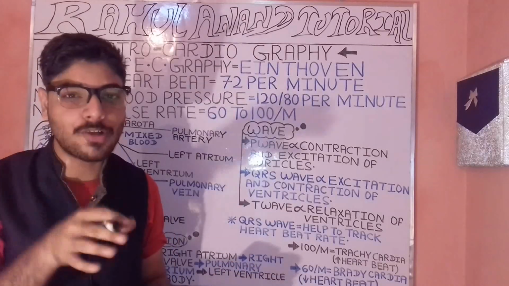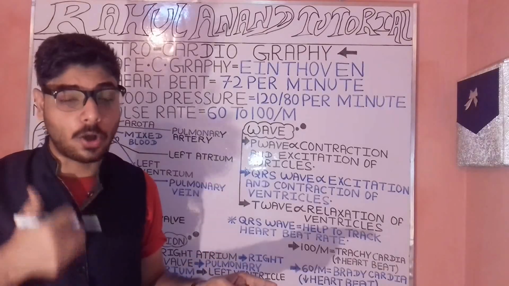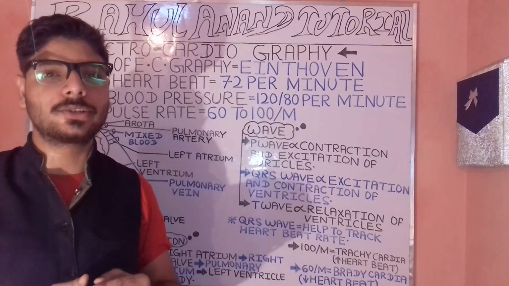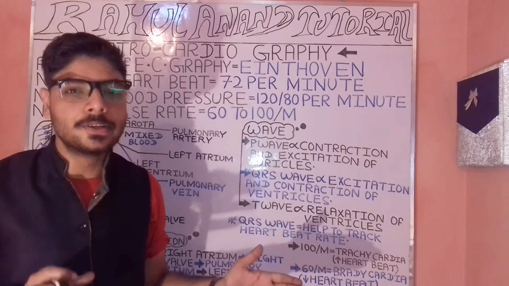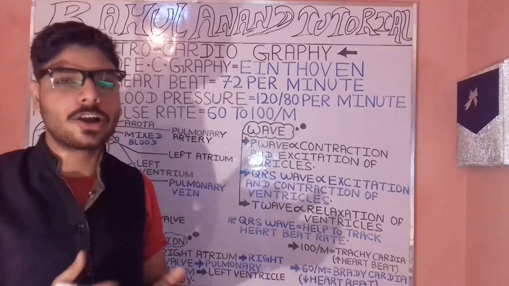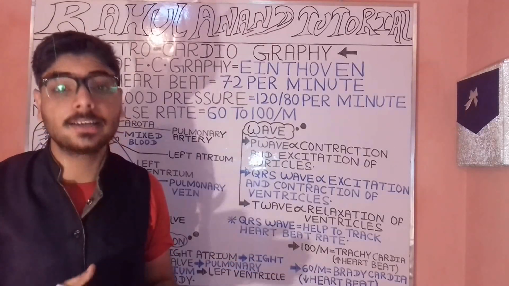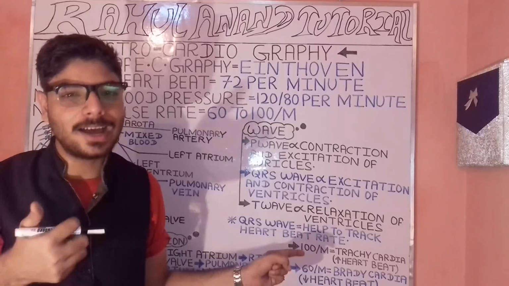After that you are having the QRS wave. Now let's understand the role of the QRS wave. The QRS wave plays an important role in the excitation and contraction of the ventricles.